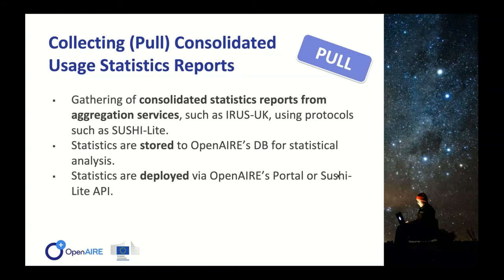This information refers to the first workflow, the push workflow. For collecting and consolidating user statistics reports, this is the pull workflow. We simply gather consolidated statistics from aggregation services, such as, for example, IRUS-UK, using the SUSHI-Lite protocols. The statistics are stored in OpenAIRE's database for analysis and then are deployed via OpenAIRE's portal or SUSHI-Lite API.